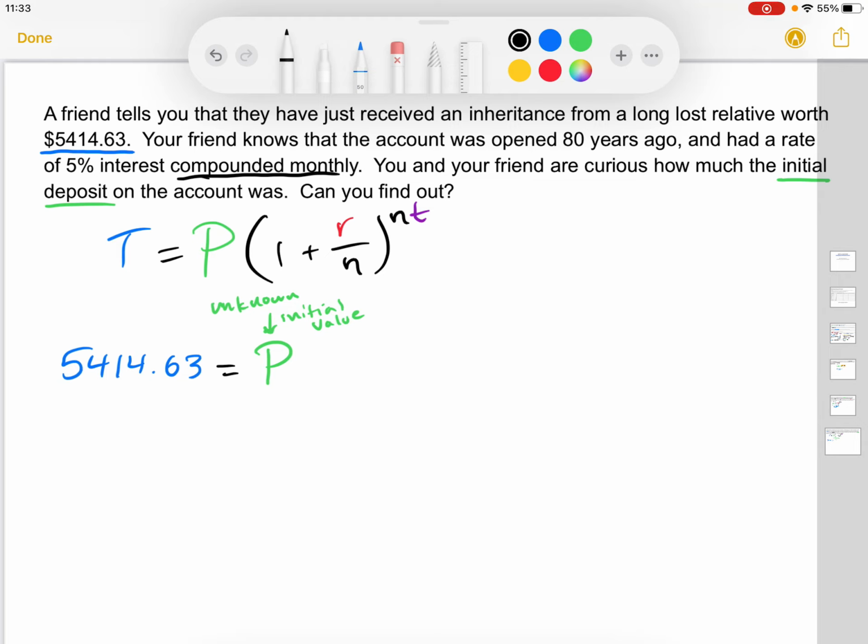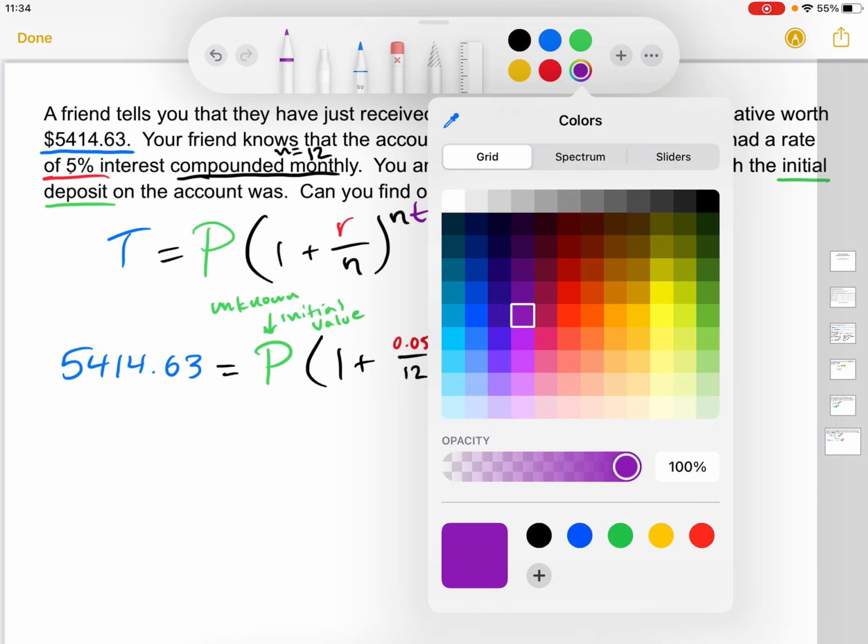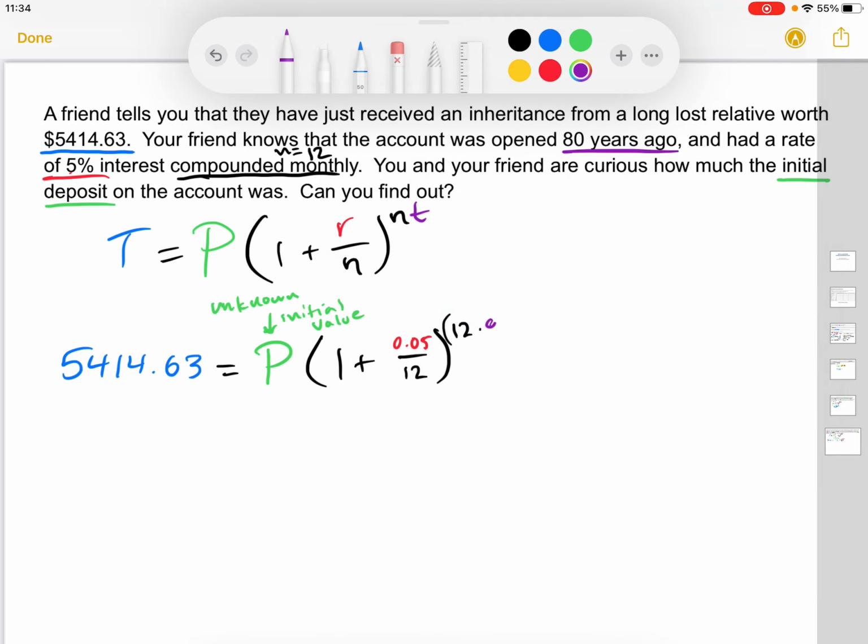All right, so we should have the rest of this information here for us, right? So this compounded monthly means n equals 12. So 1 plus something over 12 to the 12 times something. My rate here is 5%, so that's 0.05. And that is 12 times the time here on this account, which is 80 years. So 12 times 80.